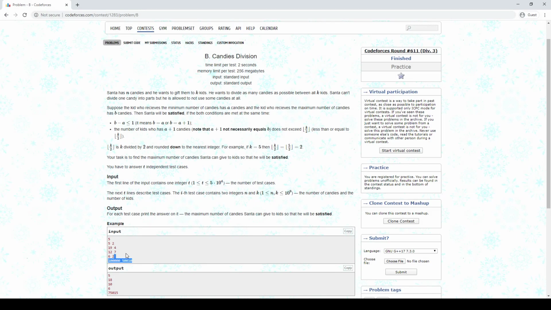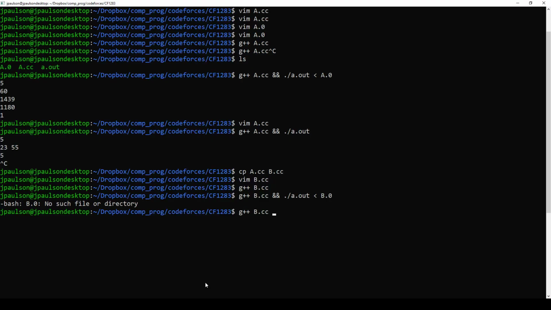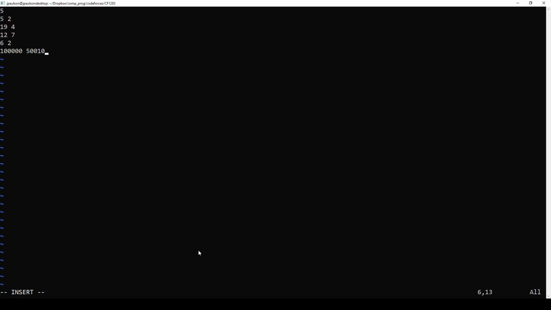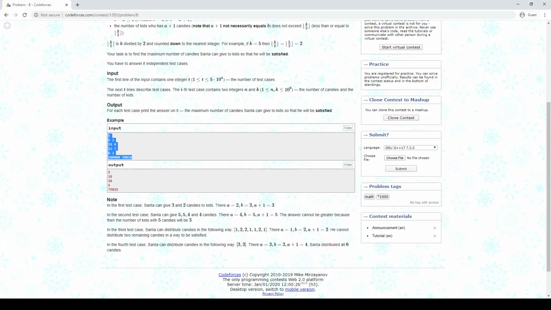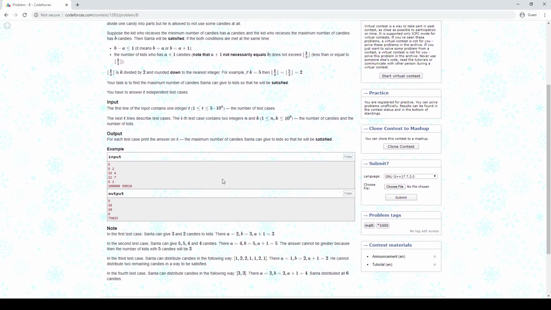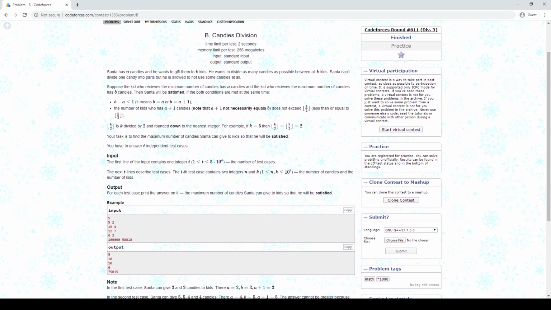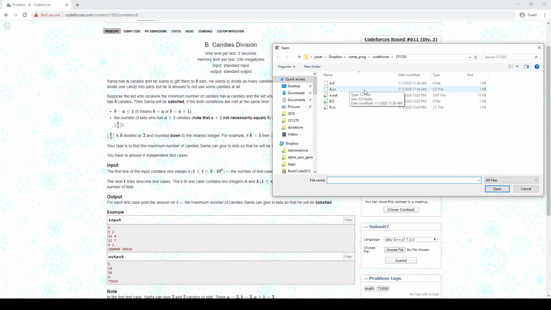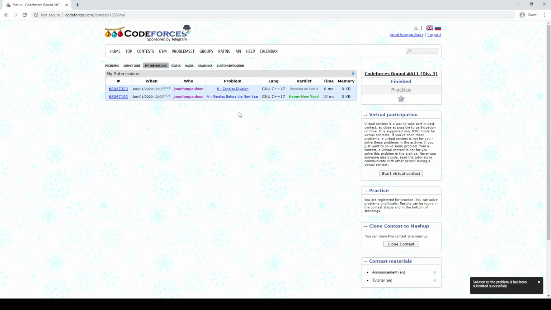Okay, I should actually copy the input into b.0. So again, the sample input. So we got 5, 18, 10, 6, 7, 5, 0, 1, 5. So that looks good. Okay, let's see if this is correct. b.cc, submit, running.